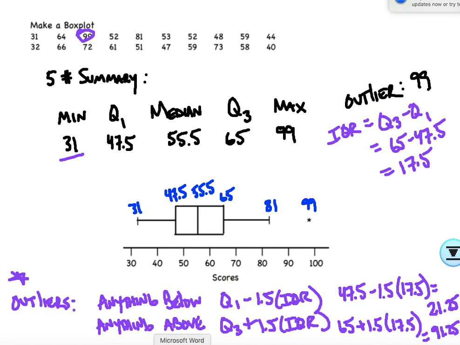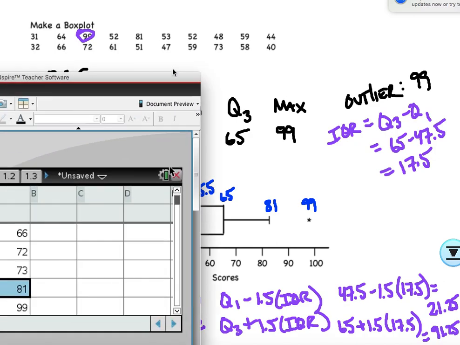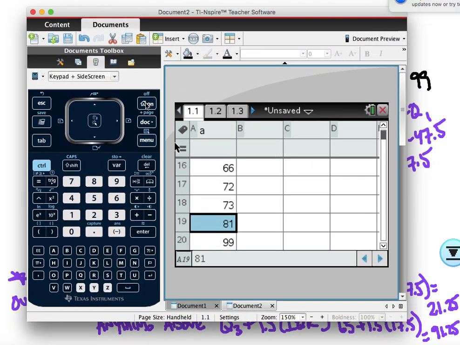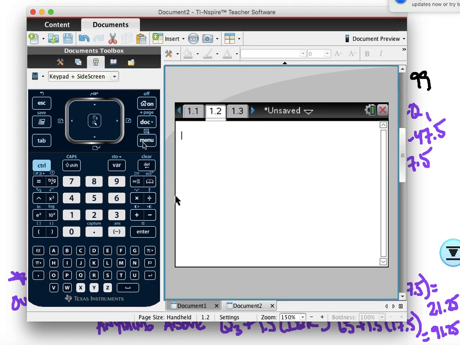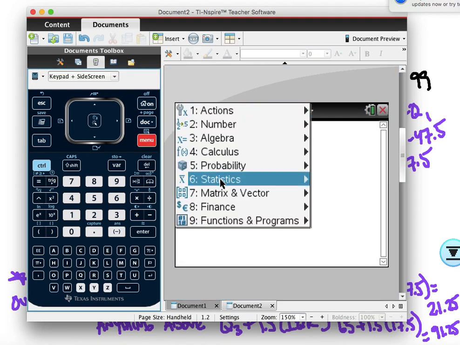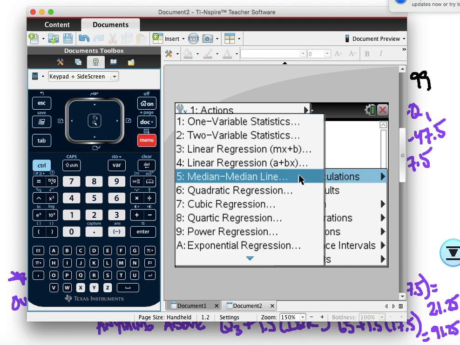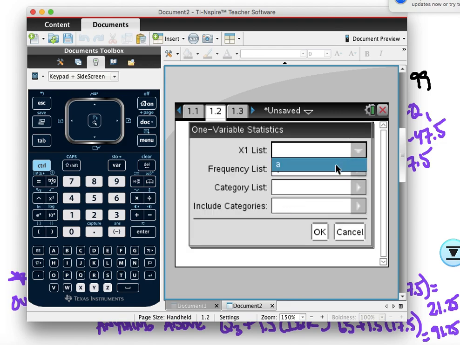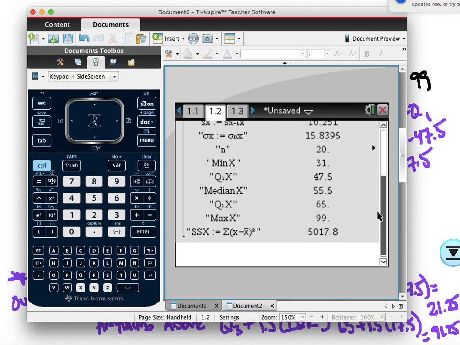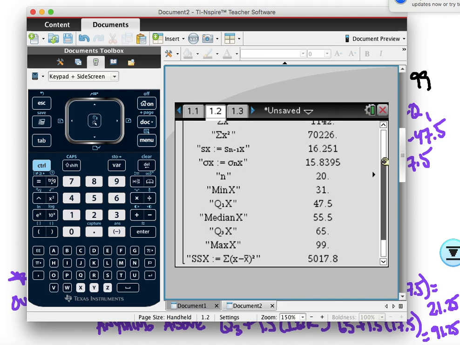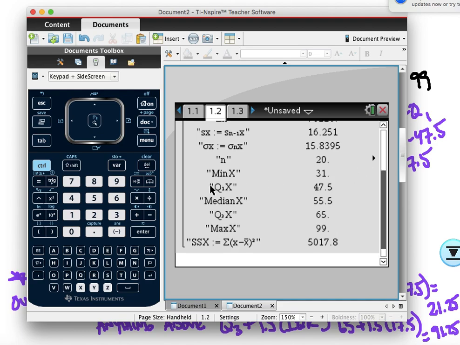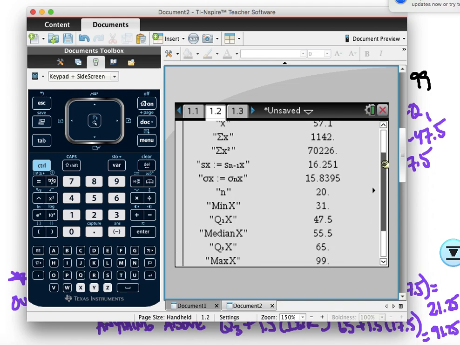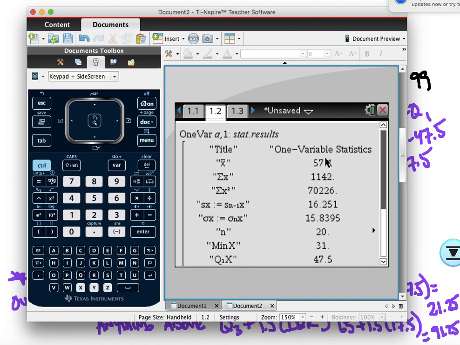Another way that you can get the 5-number summary: if you go back to your calculator, to a blank page, you could do menu, stats, stat calculations, one variable stats. I have one list. My list I called A. Hit OK. And then here is my 5-number summary: the minimum, Q1, median, Q3, maximum. If you need the mean for whatever reason, that's 57.1.